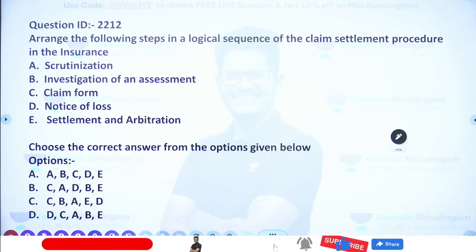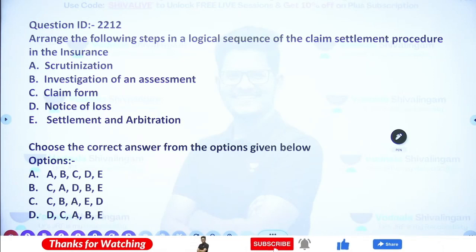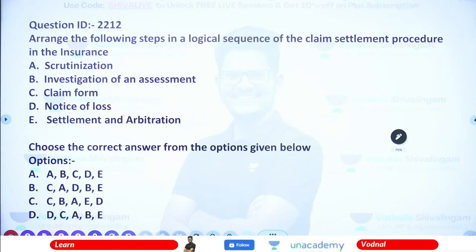I think last and final question, I believe. Let's see. Yes, it is last. Factoring is for debt collection.